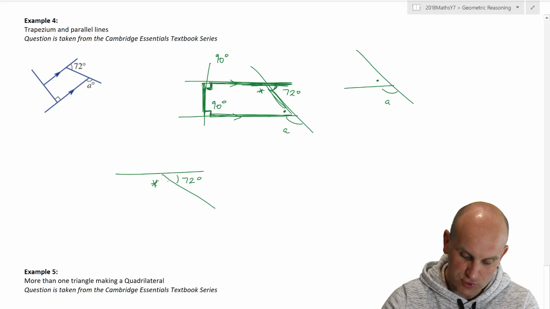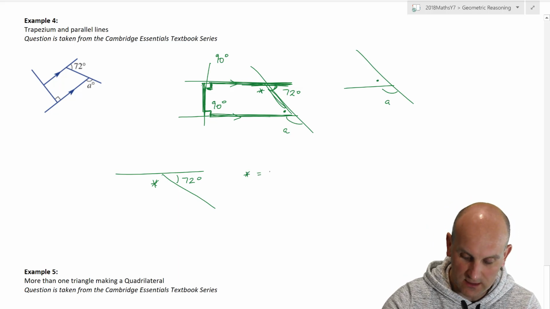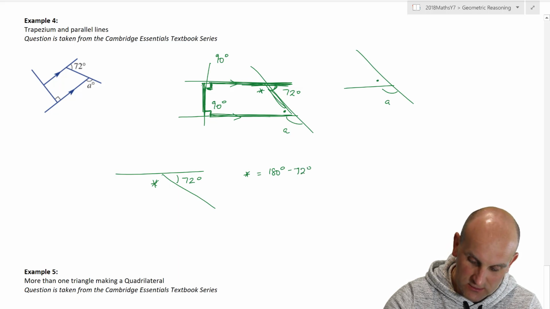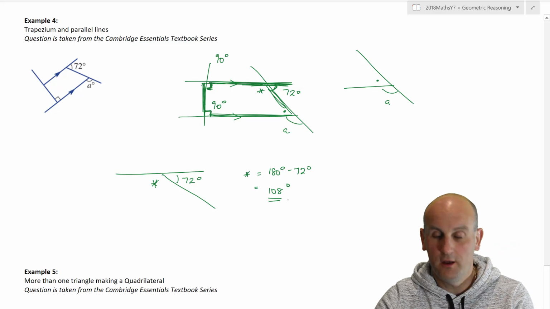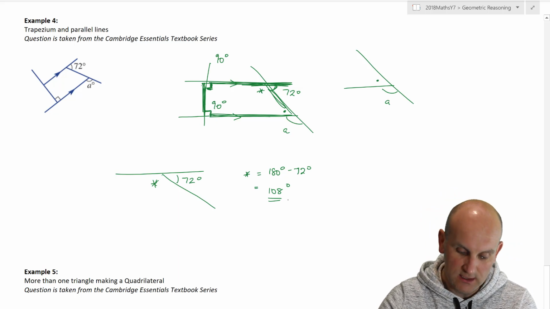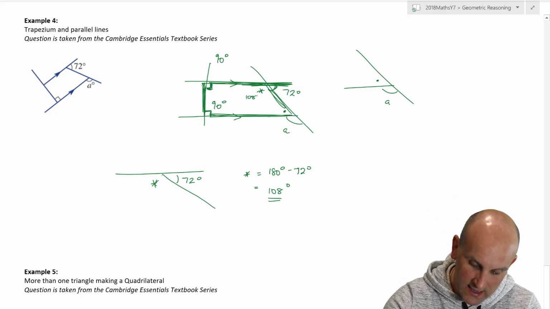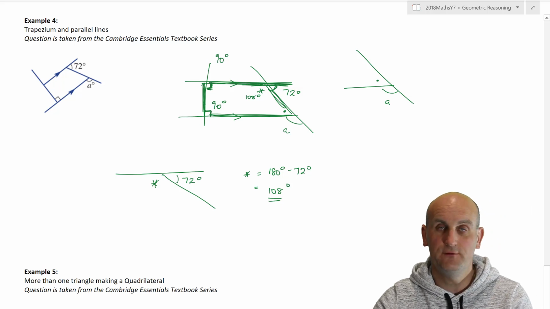Ooh, I like this. So my star angle is now going to be 180 degrees minus 72 degrees, which gives me the most wonderful 108 degrees. So there's my star angle. So I'm going to write that now. So 108 degrees is there. Can I now find my dot angle?